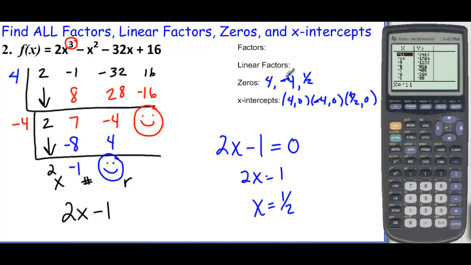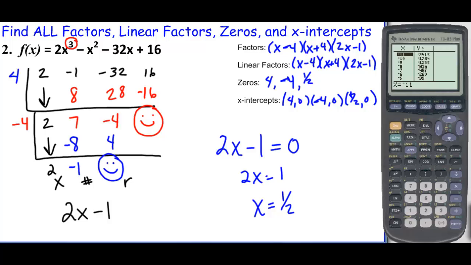How do these work as zeros? Well, I know I have a 0 of 4, so my factor is x minus 4, and that's linear, so I could write that in both places. I know when I have a 0 of x minus 4, that meant my factor was x plus 4, and that is also linear. And my last factor was 2x minus 1. If I graph that, I get a line. So I don't have to do any work like I did in the last one. 2x minus 1 is my last linear factor.